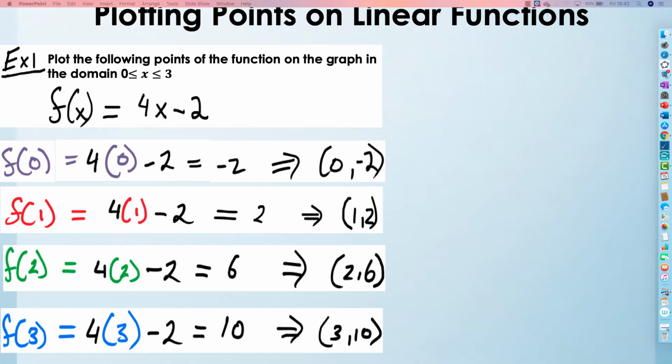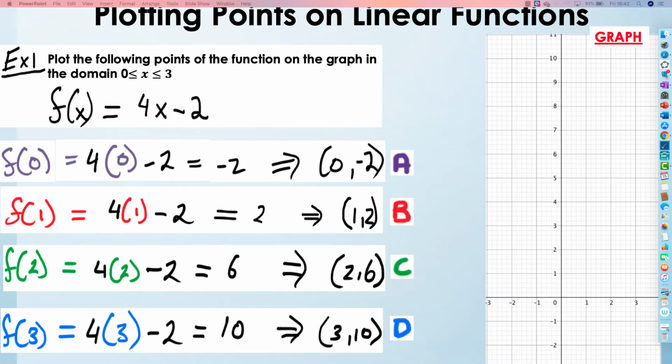So now we're going to plot these points. Is that alright? So we get a graph, with points A, B, C, and D. So I'm going to have a graph over here. We can see our first point is going to be 0, minus 2. So where is 0, minus 2? There. Out to 0 and down to minus 2. Sorry, there. 0, minus 2.